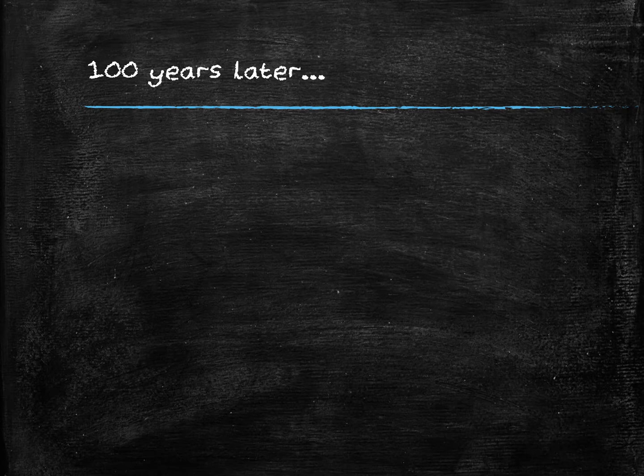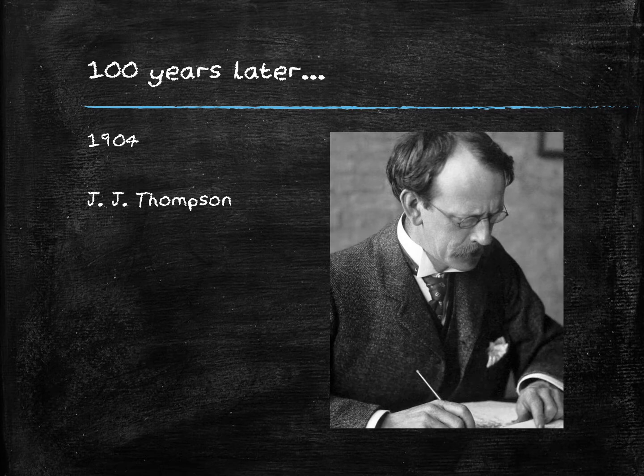So, Dalton's come up with the idea of the atom, and that sticks around for quite a while. In the interim time, Mendeleev has constructed the periodic table and new elements have been found. 100 years later, J.J. Thomson discovers the electron.